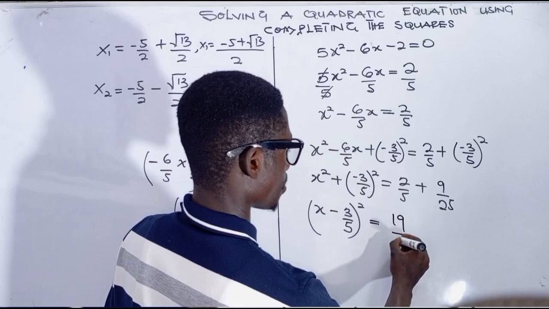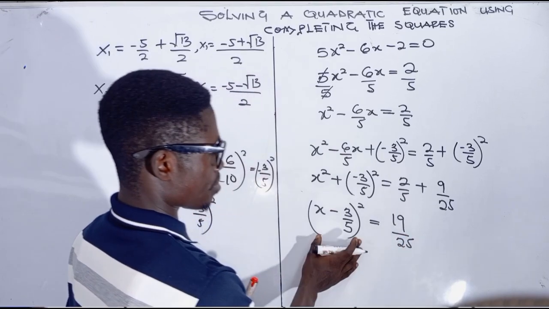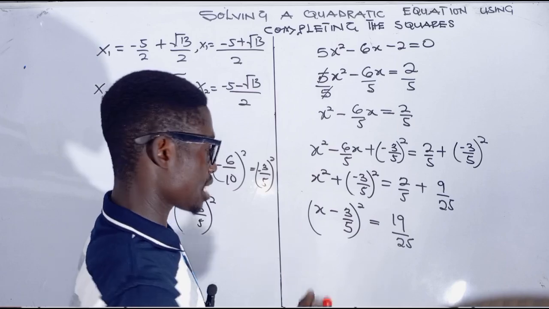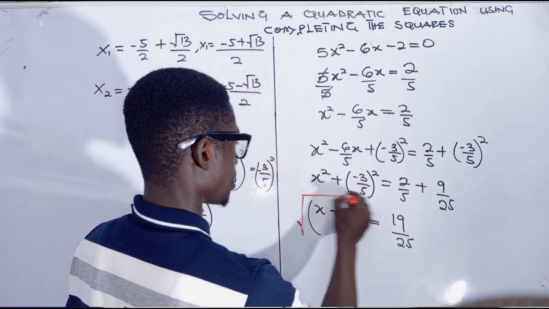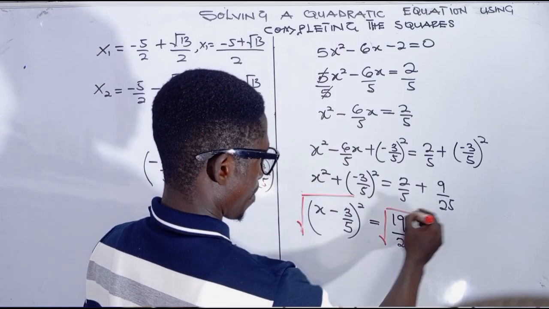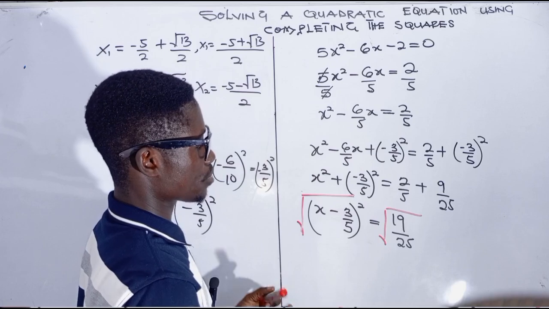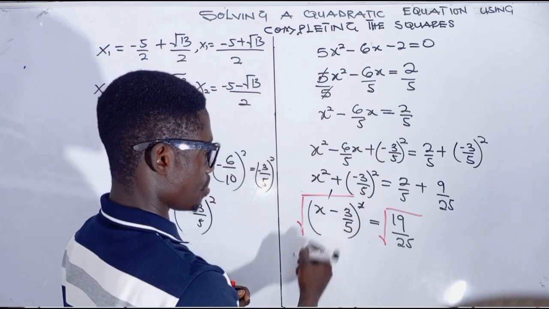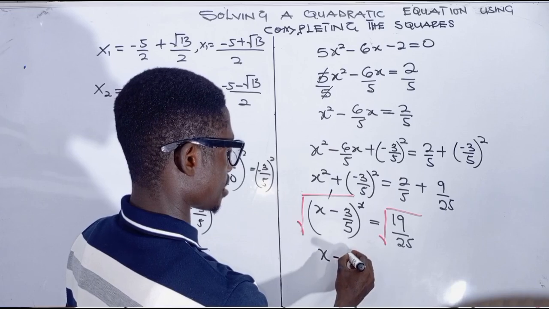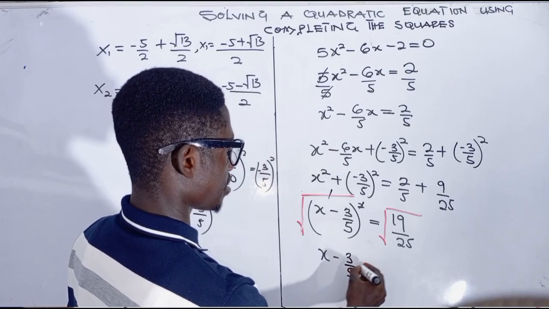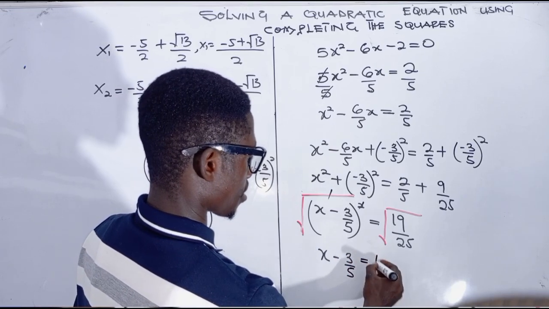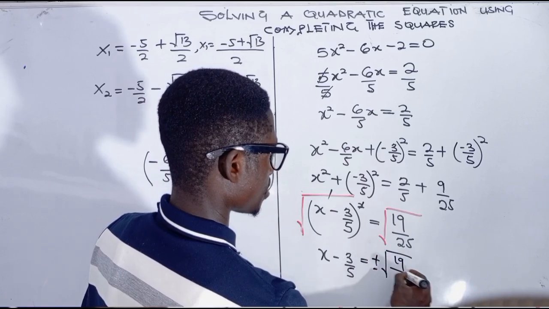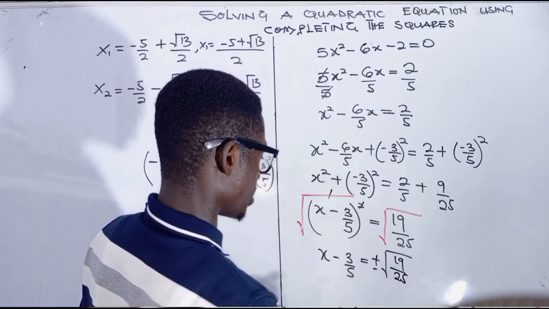19 all over 25. So from here, to do away with the square, we take the square root on both sides of the equation. So you can see that this square will cancel the radical sign here. You will be left with x minus 3 all over 5 is equal to plus or minus square root of 19 all over what? 25.